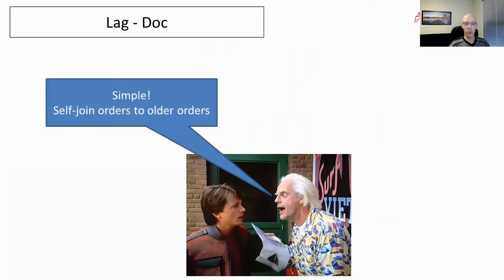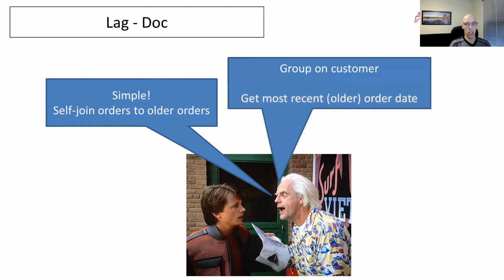So Doc would do something like that. Okay, we have the orders table, right? So we'll take that twice, self-join. One of them will be the current orders, one will be the older orders. And once we have that, we'll group by customer, and we'll get the most recent older order date.